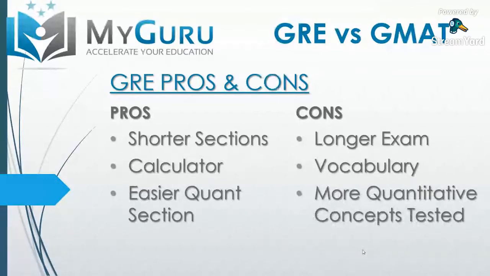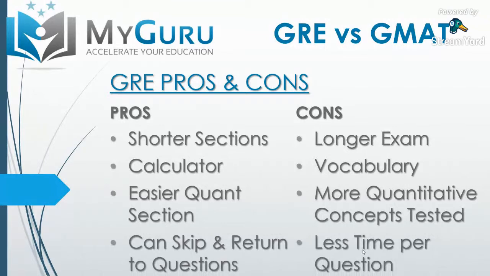Another pro, you generally have an easier quantitative section, but the con is that there are more quantitative concepts tested on the GRE. You'll find sometimes in the very high end of the GRE more abstract arithmetic, algebraic, and even coordinate geometry concepts, parabolic functions, that sort of thing. Graphing circles on the coordinate plane doesn't usually show up in the GMAT. Those sorts of concepts can show up on the GRE more frequently than the GMAT, but it'll only be if you get into the harder second section generally.